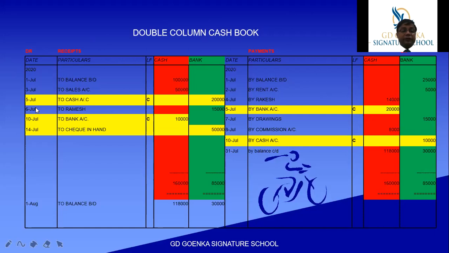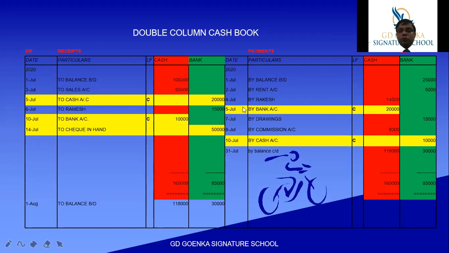In the July 6 transaction, we received a cheque from Ramesh, which is deposited into bank. So it is directly recorded on this. The July 10th transaction is again a contra entry, but that contra entry is the opposite of the July 5 entry. So that's why our cash increases and our bank reduces.